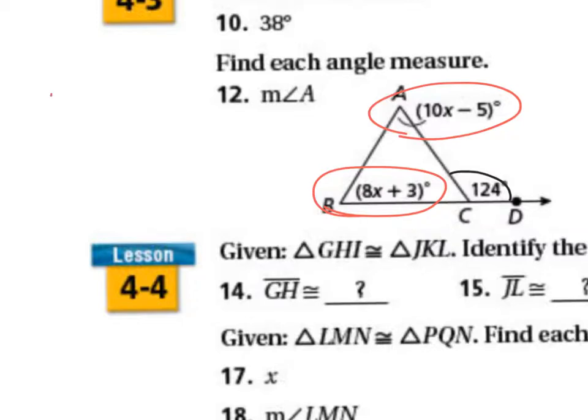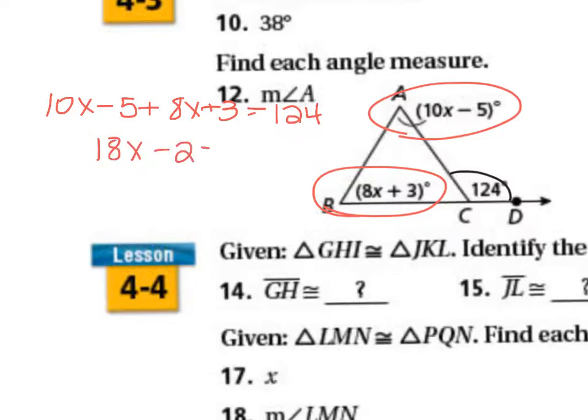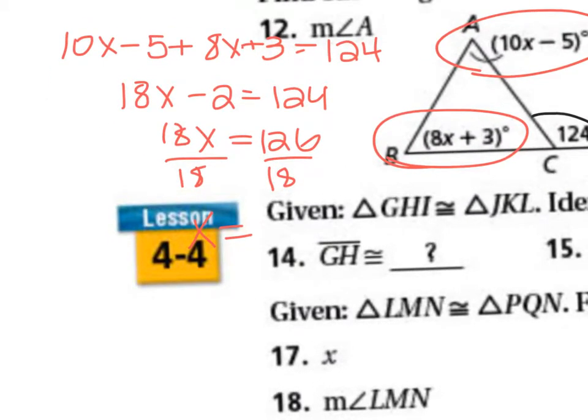So for this one, I would say that 10x minus 5 plus 8x plus 3 would have to equal 124. So this is 18x minus 2 equals 124. 18x would equal 126, and then divide both sides by 18. So I can actually simplify that, make it smaller numbers. 3 goes into both of them, 42 over 6, and then that's 7.